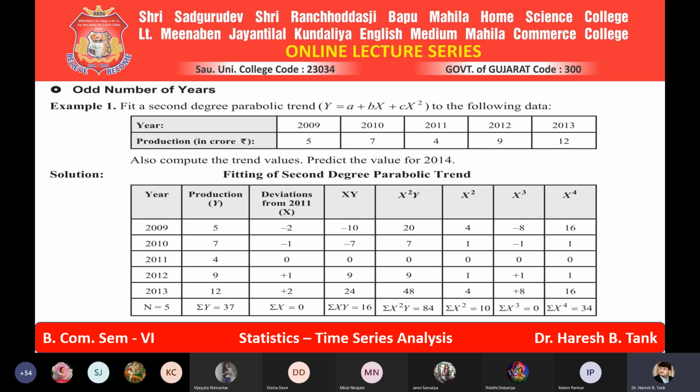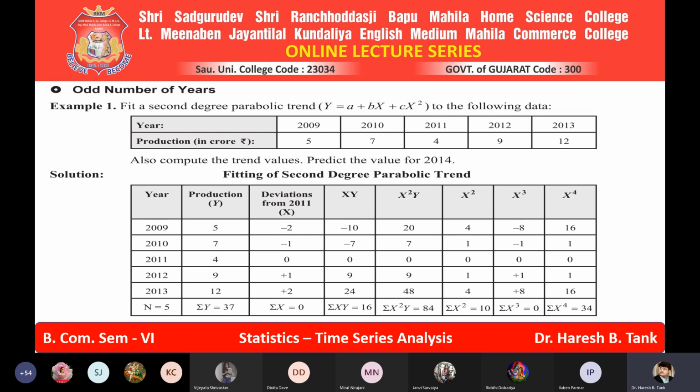Fit a second degree parabolic trend y is equal to a plus bx plus cx squared to the following data. Two things are given. One is year, second is production in crores. So the first thing to be done is to put it column wise. The first column is year, second column is production. Right enough? From the first column, you can say that the number of years given to you is 5.